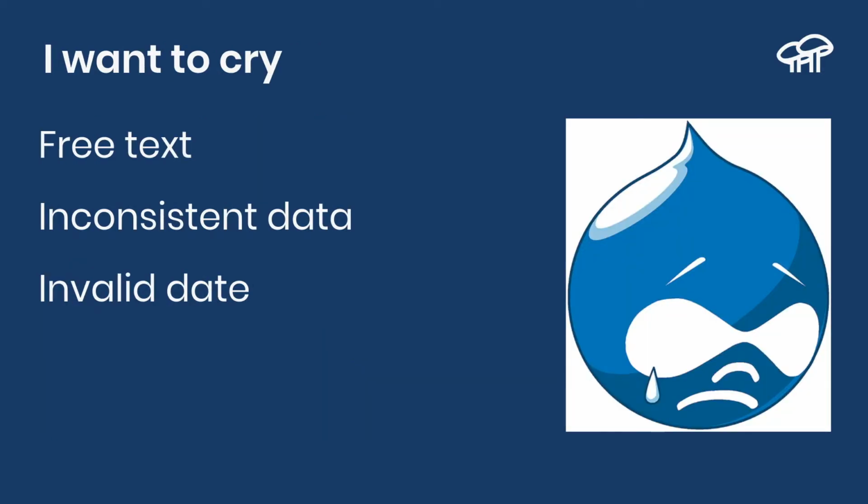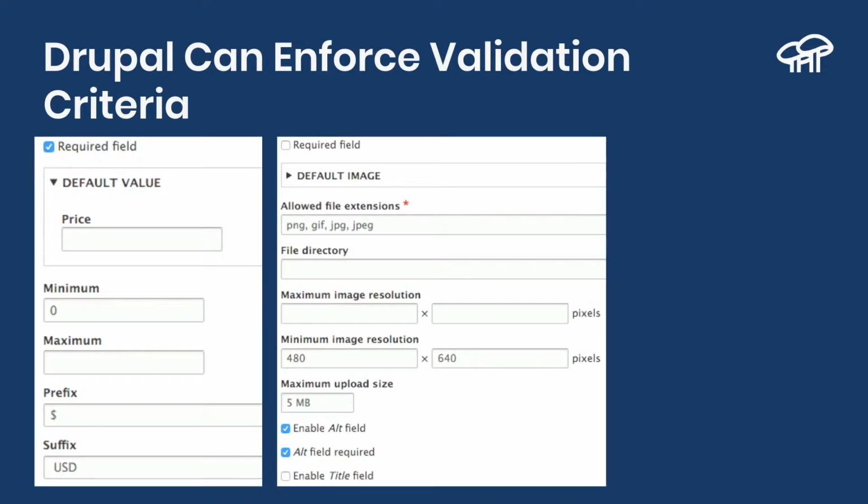So, all of these things make Drupal cry. If you want to make Drupal happy, the recipe is using fields. So when you have fields, you can specify validation criteria.